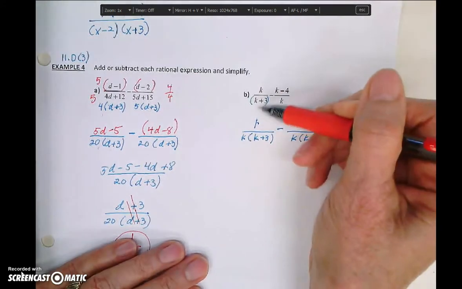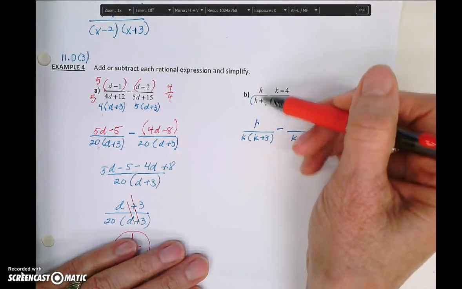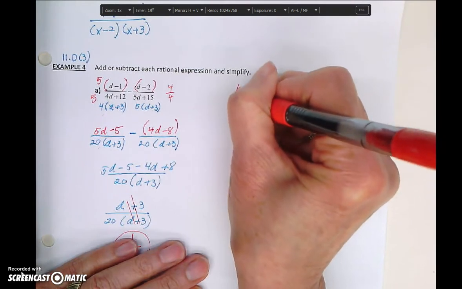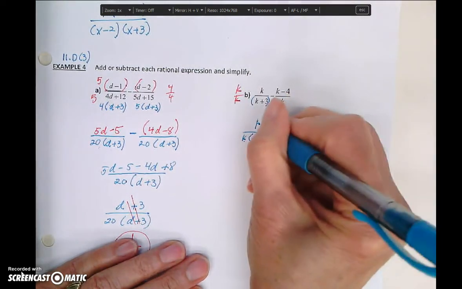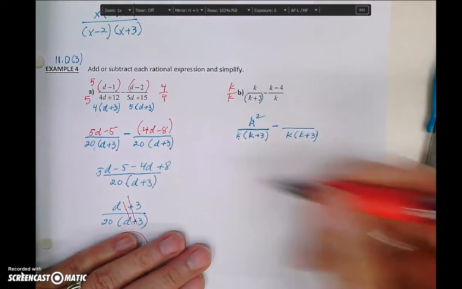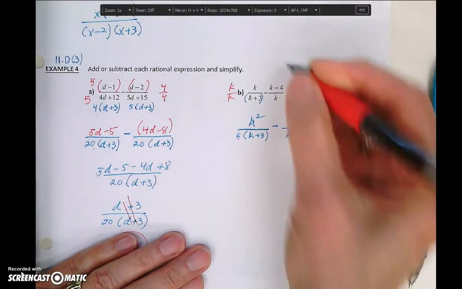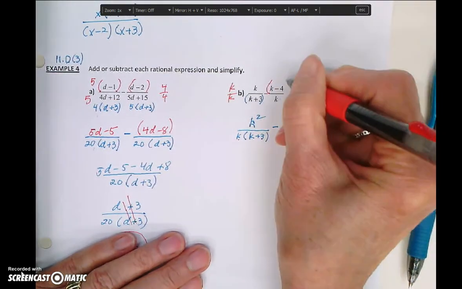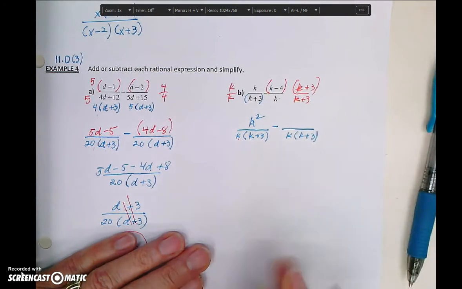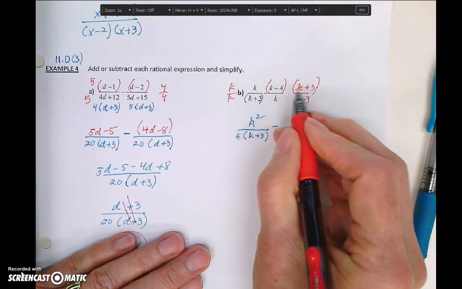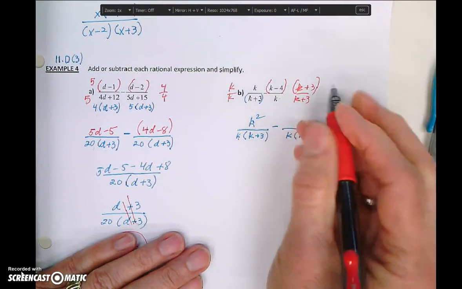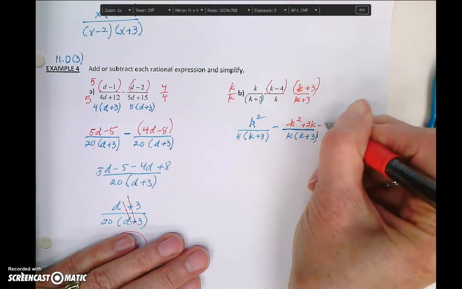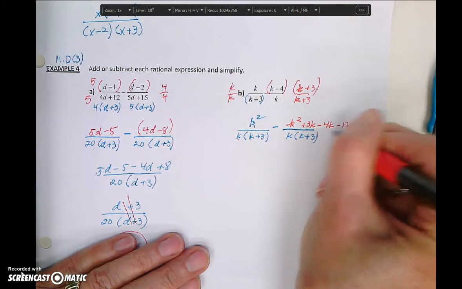Then I have to think about what I'm going to multiply by. So for here, what I end up multiplying k plus 3 by is just the k. So I'm multiplying this one by k over k. And that will give me k to the second power right there. And for my second one, I multiplied by k plus 3 over k plus 3. And again, I'm going to put these in groups. It looks like this when I multiply those. And so when I have this, I'm going to have to double distribute it. So I'm going to have k to the second plus 3k minus 4k minus 12.